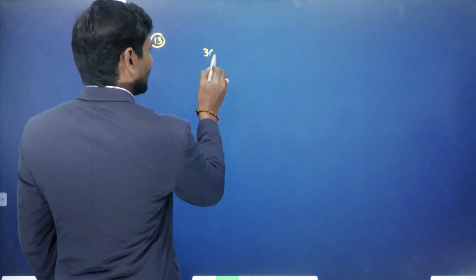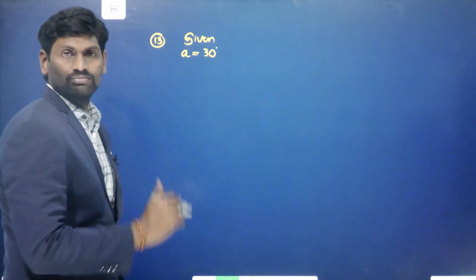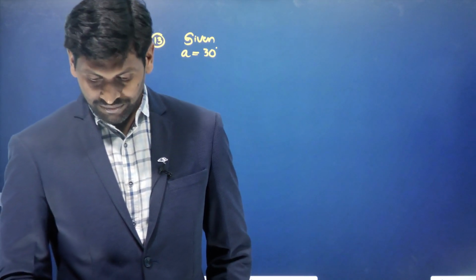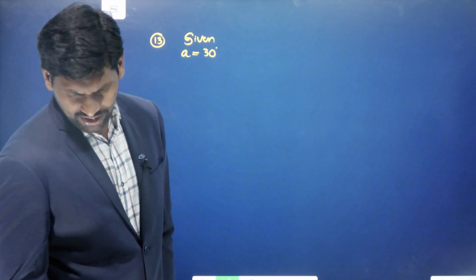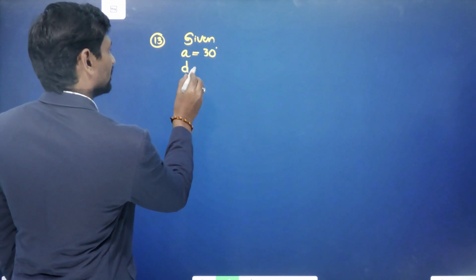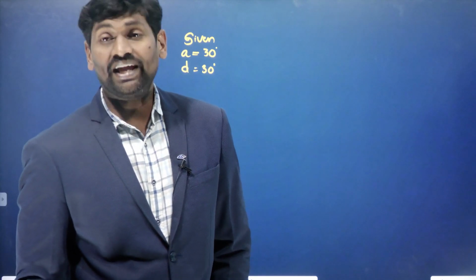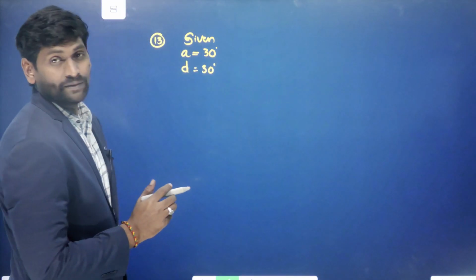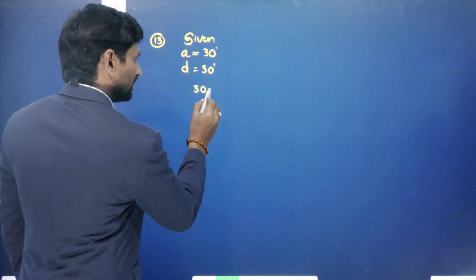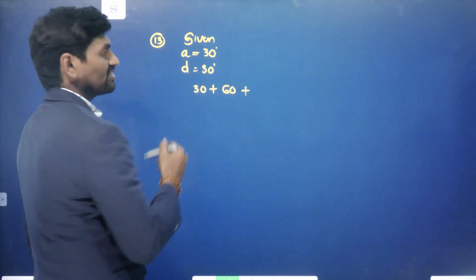The smallest angle is 30. So among them, the smallest angle, that means the a value, is 30. Smallest means, for us, the first term. The smallest value is 30 degrees, and then the common difference is also 30 degrees. Then the sum of all angles. If you try to start the series, the first term is 30, the second term is 30 plus 30, 60, because the common difference is 30.